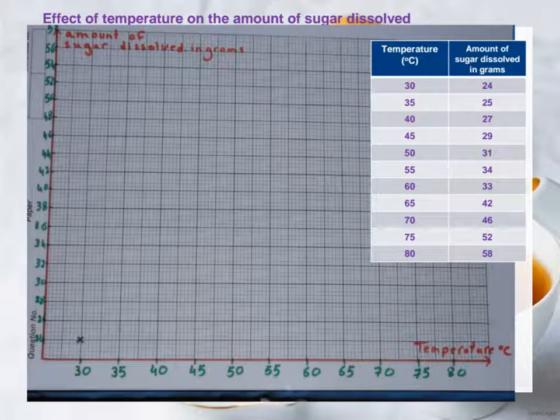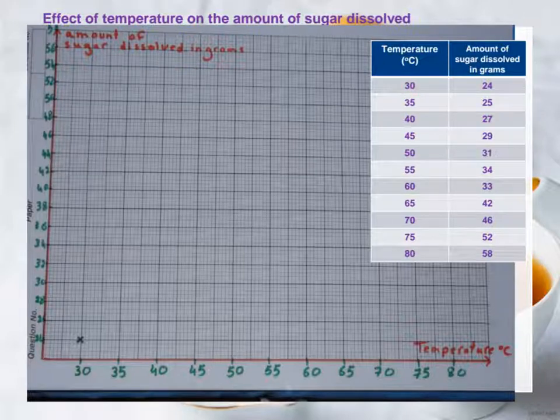Right now, I'm going to transform this table into a graph. What is the independent variable? The independent variable is the temperature. So temperature will be on the x-axis. What am I measuring accordingly? I'm measuring the maximum amount of sugar dissolved in grams. So the maximum amount of sugar is the dependent variable and will be on the y-axis.